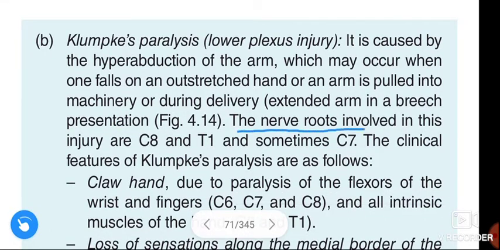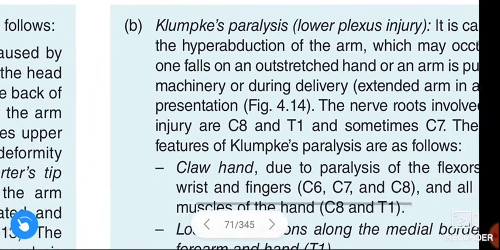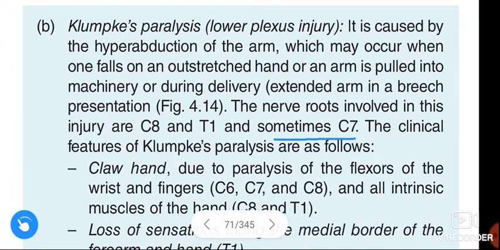The nerve roots involved in Klumpke's paralysis are the lower plexus, C8 and T1, and sometimes C7 also is involved.